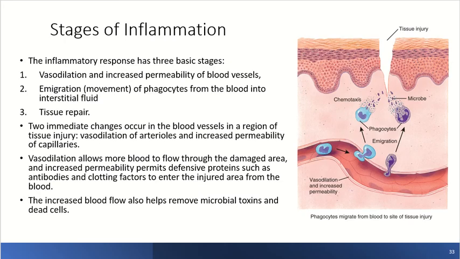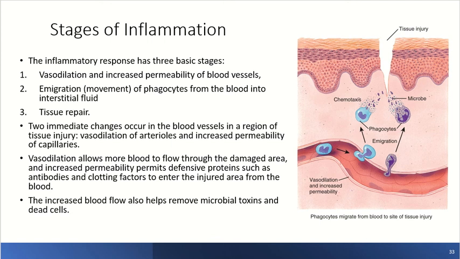There are three main steps in inflammation. We're not going to get super in-depth with these, but just know that the inflammatory response is going to have three basic steps. The first is vasodilation and increased permeability of blood vessels. Then we have emigration, where we're going to have the exiting of those phagocytic cells from the blood vessels into that interstitial fluid, where they're going to be involved in kind of tidying up the area so that tissue repair can occur, which is our third step.